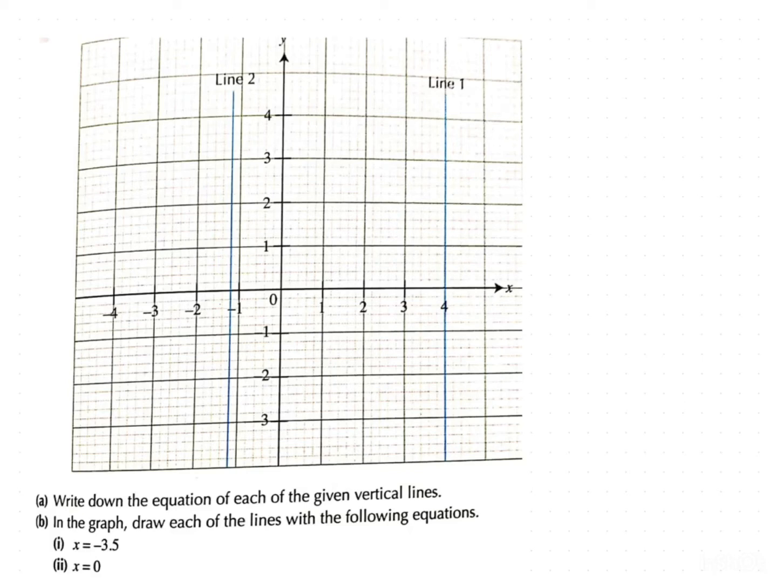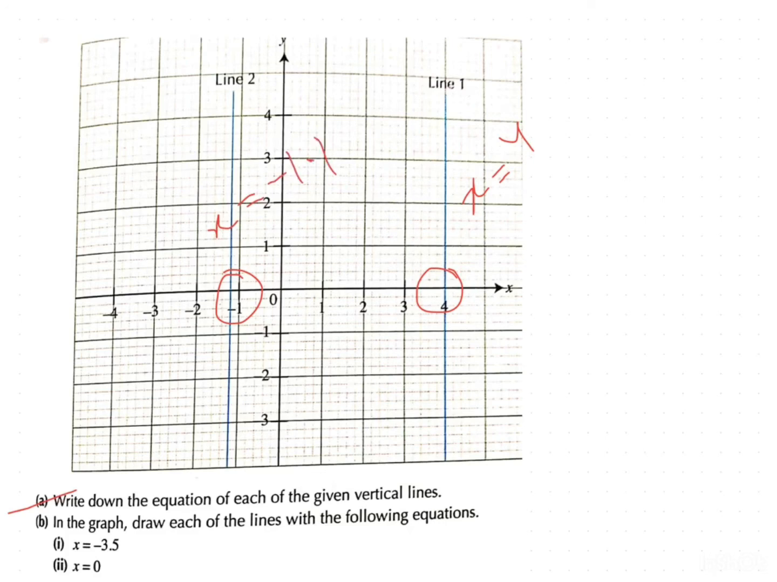We are moving towards our next question. As we can see in this graph, part A says, write down the equation of each of the given vertical lines. The first line is intercepting the x-axis at 4. So the value of x in the first line is 4. The second line is intercepting the x-axis at minus 1.1. So the value of x in the second line will be minus 1.1.